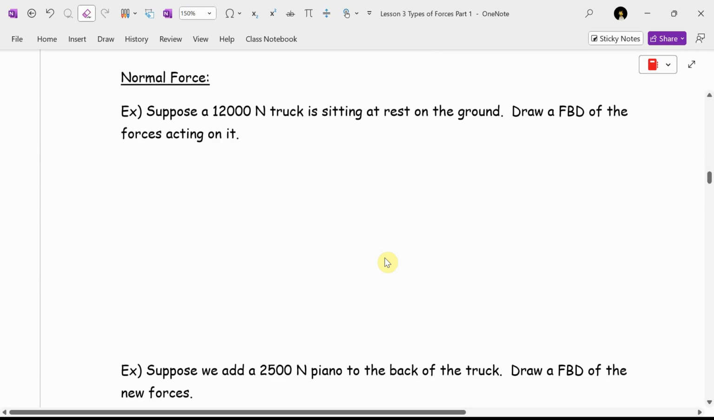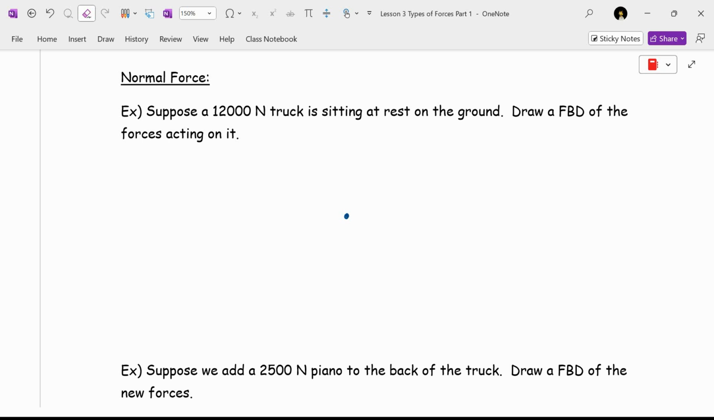The next force I want to introduce to you is something called the normal force, but we need to build to it. Suppose a 12,000 Newton truck is sitting at rest on the ground. Draw a free body diagram of the forces acting on it. Okay, here's the truck. What are the forces acting on it? Get the obvious one.